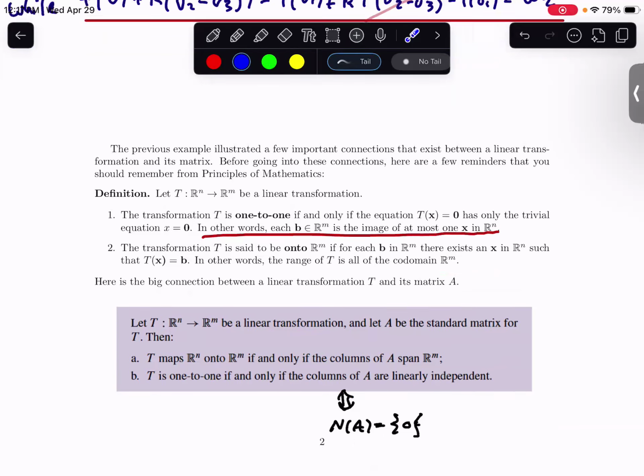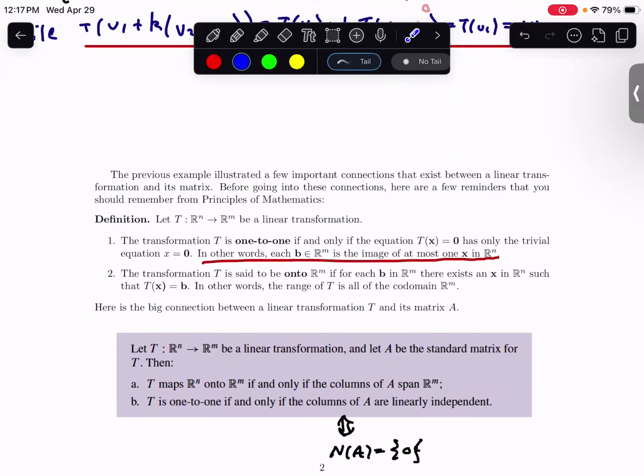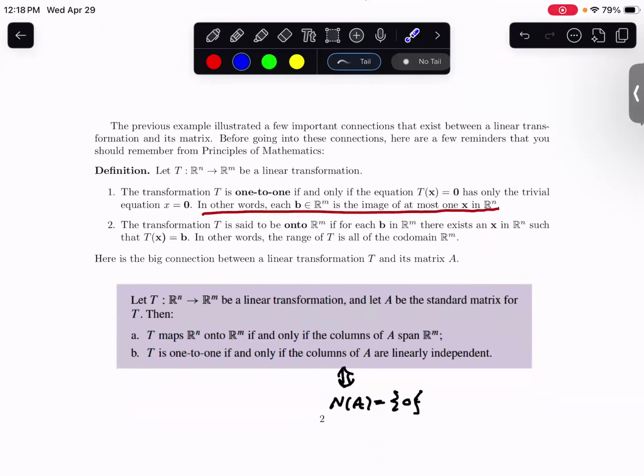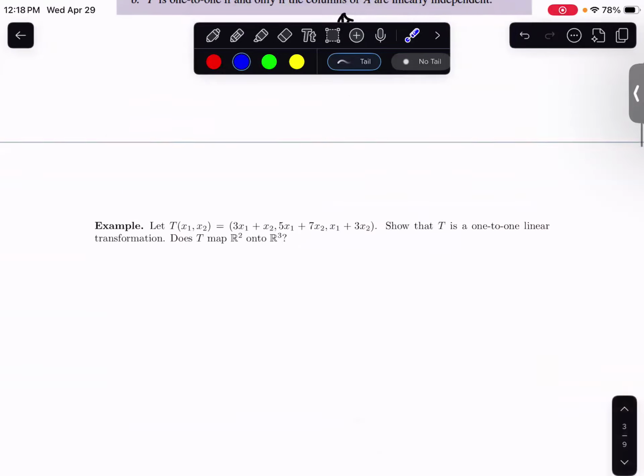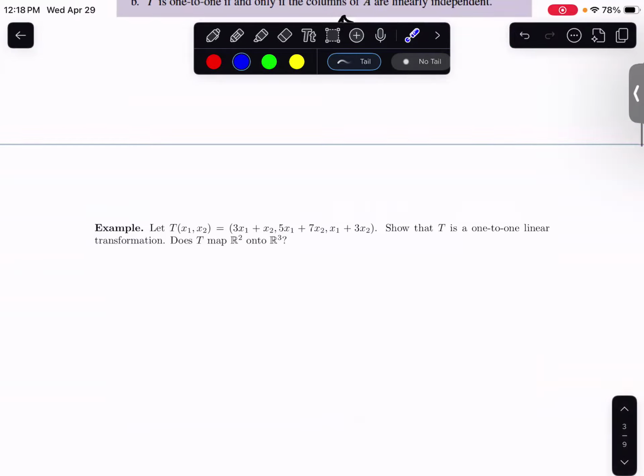And so we want to think about how the matrix of A relates to a function that's going to be onto. How do you determine a function's onto based on the matrix that it has? It ends up being this point right here. T maps Rn onto Rm if and only if the columns of A end up spanning Rm. We'll see another example that will demonstrate this a little bit better.